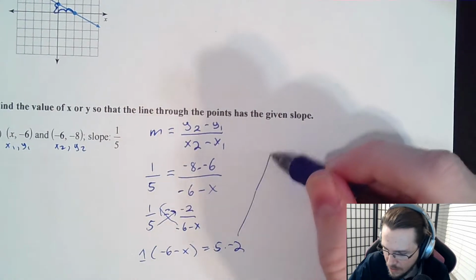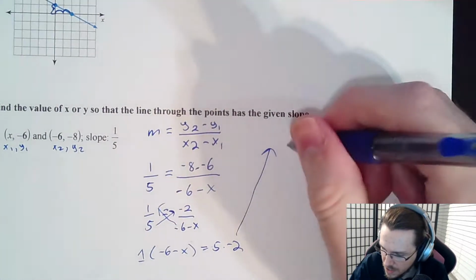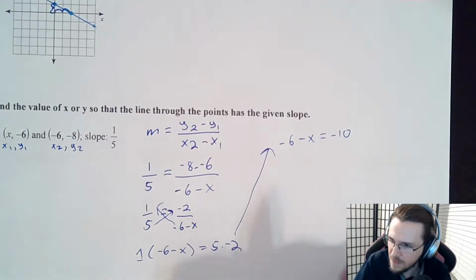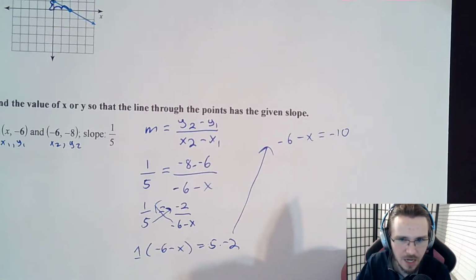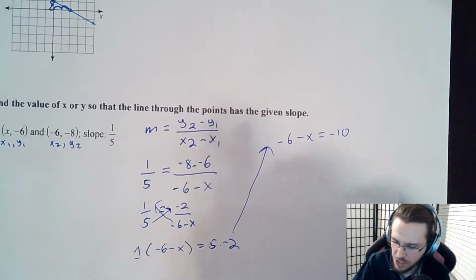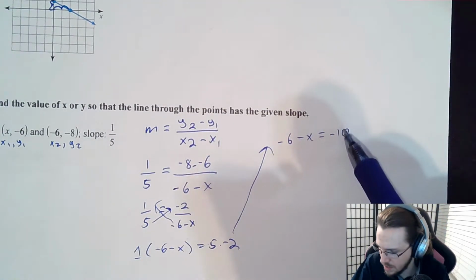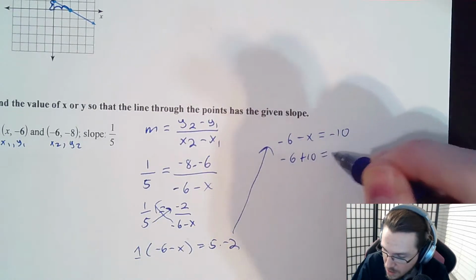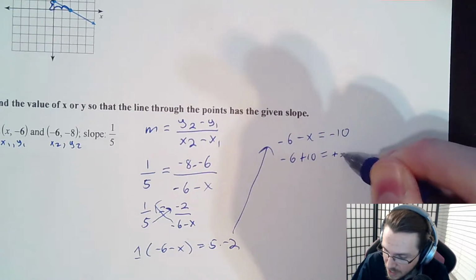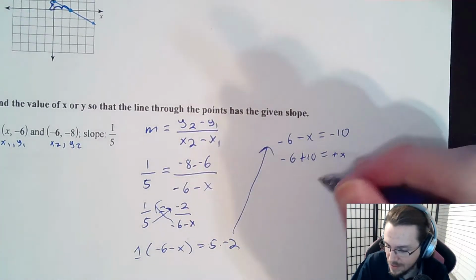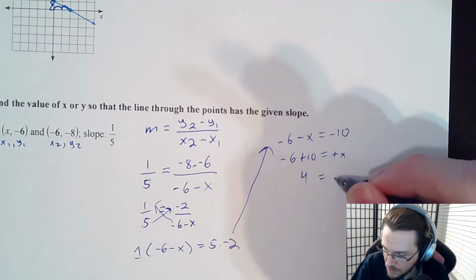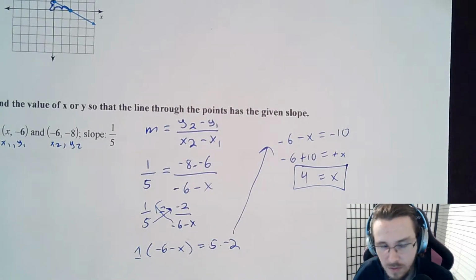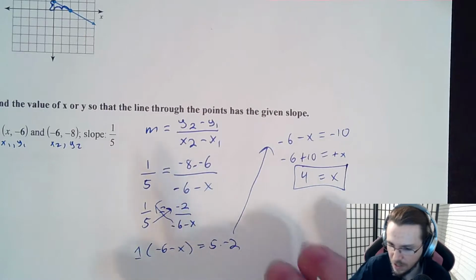I'm going to carry it on over here. 1 times anything is itself, so I don't really have to do any work for that. Equals -10. Then let's do our little switcheroo action here. Let's move this x to the right, that -10 to the left. -6 plus 10 equals positive x, because we're moving it over there. -6 plus 10 is 4, which is equal to our value of x there. First two problems knocked out. Let's go on to the next page.